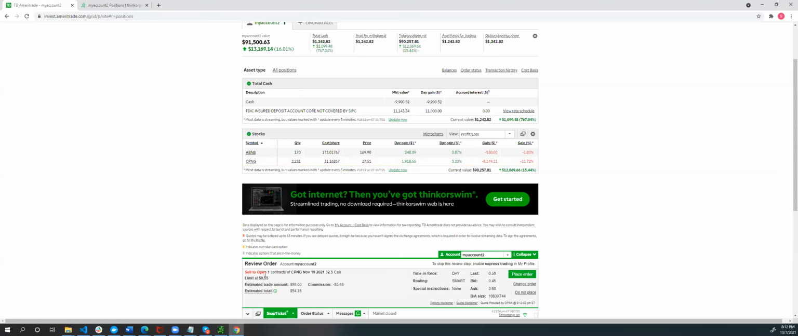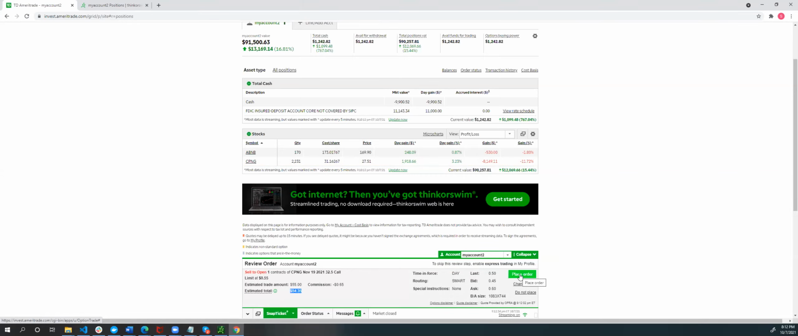So you can see that sell to open one contract, CPNG, limit 55, estimated amount, because this is the amount they're going to credit. And there is a commission for this option. There are some options where you don't get charged, usually when you write the put option, sell the put option, but in this case, we're getting a charge of 65 cents as a commission. So your account will be credited with this amount, $54.35.